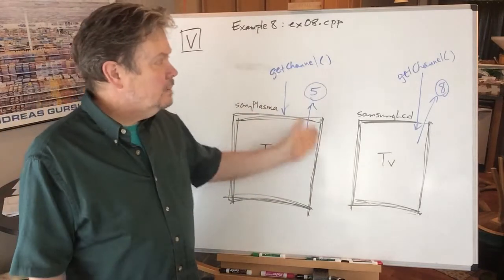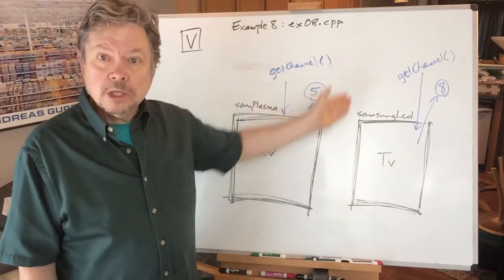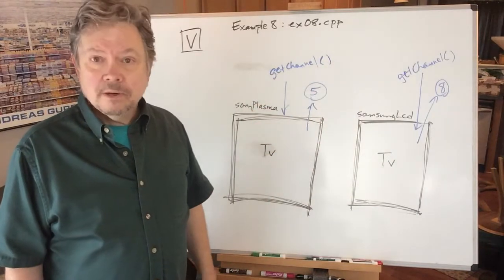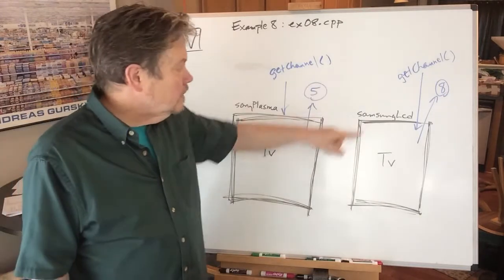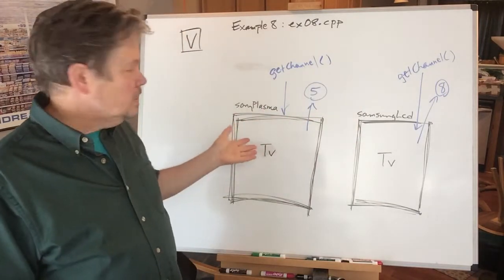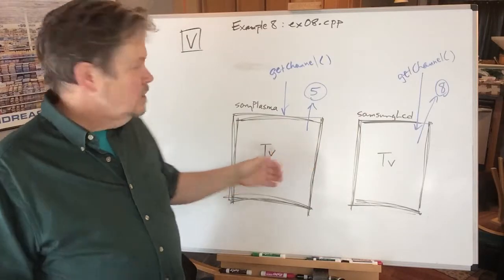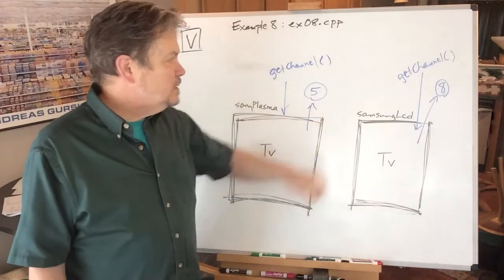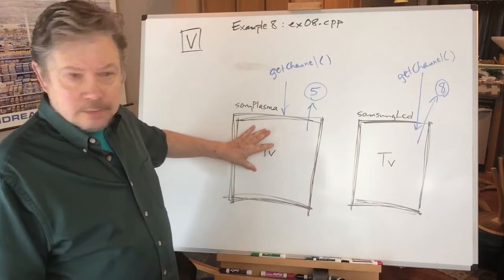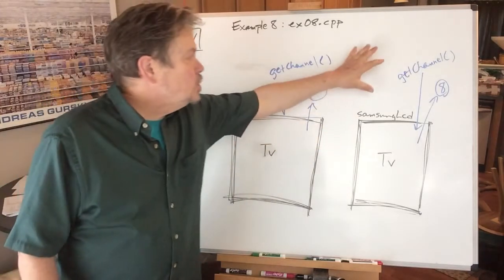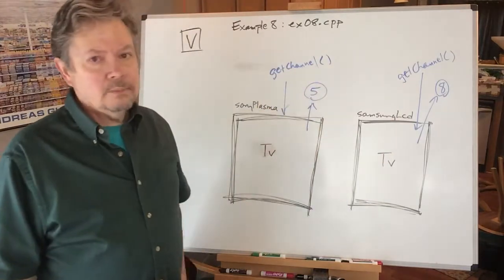Well, here's a new idea to get used to. Every TV object has its very own get channel function. They behave very similarly, but they're going to probably get different things, especially if they're set to different channels. So if my Sony is on channel 5, my Samsung is on channel 8, get channel on the Sony Plasma object will return 5. Get channel on the Samsung LCD object will return 8.